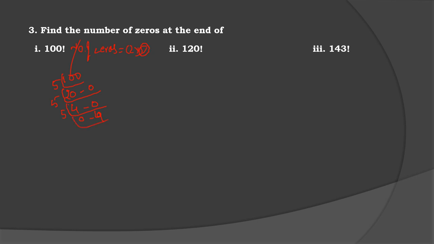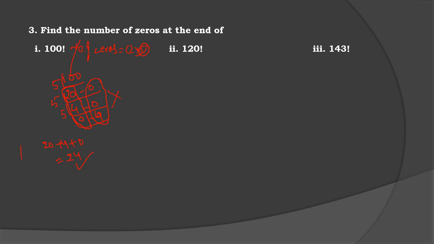Look at the concept: we don't have any use for these remainders. Just take the quotient values. So for 100, the quotient values are 20, 4, 0. Now we add all these values: 20 plus 4 plus 0 equals 24. So the number of zeros is 24. It is a simple process: successive divisibility with 5. That is the concept to get the number of zeros, right?